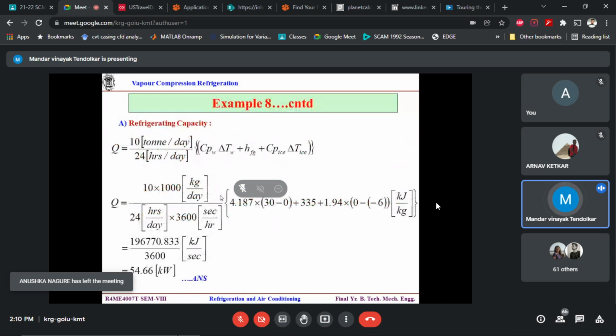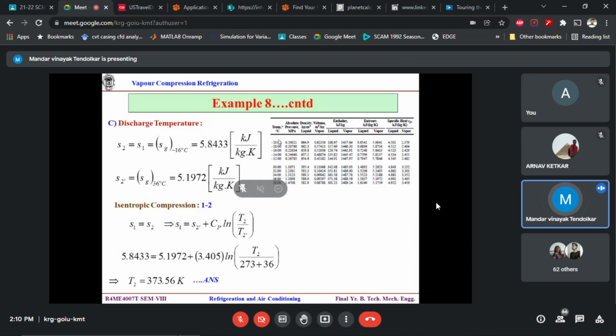And for ice, 1.94 was given here, it was given. So some information is given in the table, some information is given in the text. Use it wisely. Is the calculation correct?